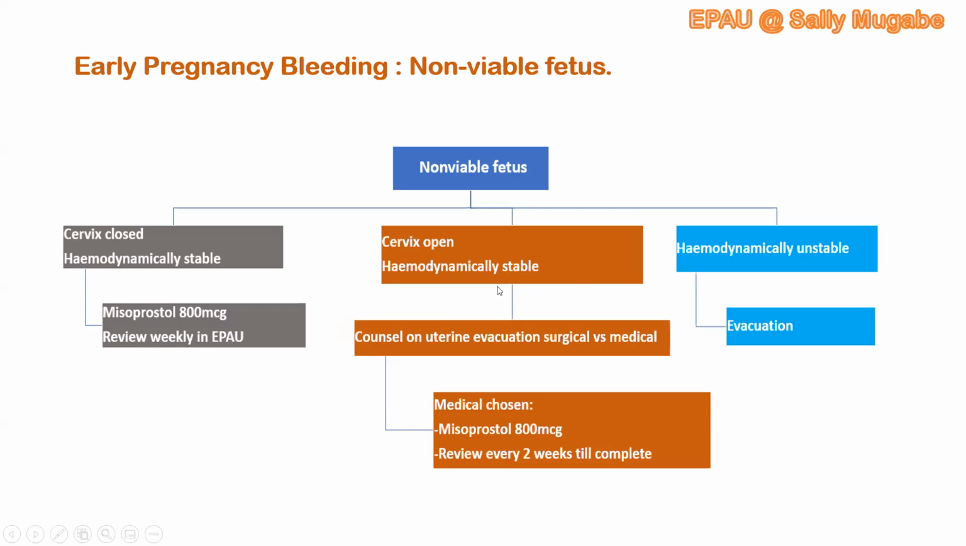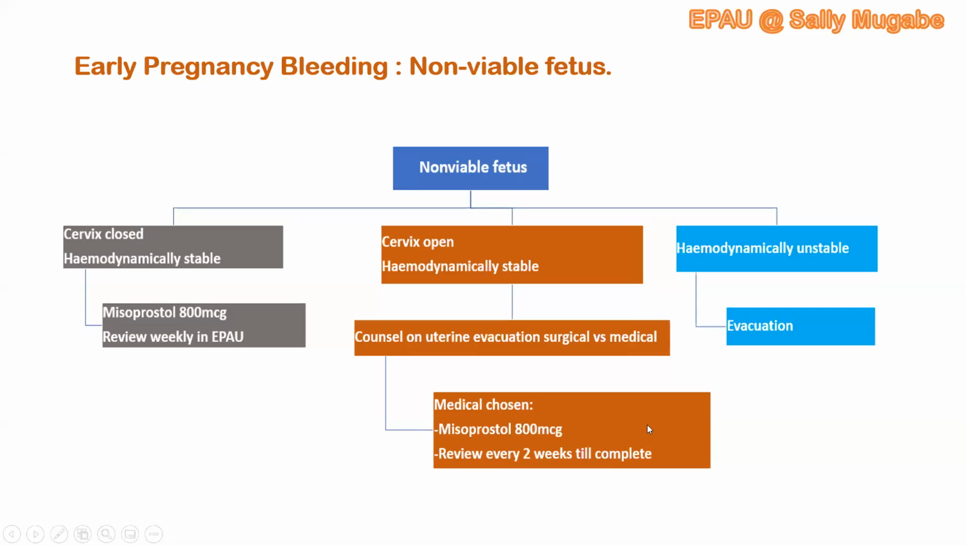Then we have a situation where the cervix is open and the patient is hemodynamically stable. Then we can counsel the patient on uterine evacuation, surgical versus medical management. If medical management is chosen, then we have to give misoprostol and follow them up every 2 weeks.